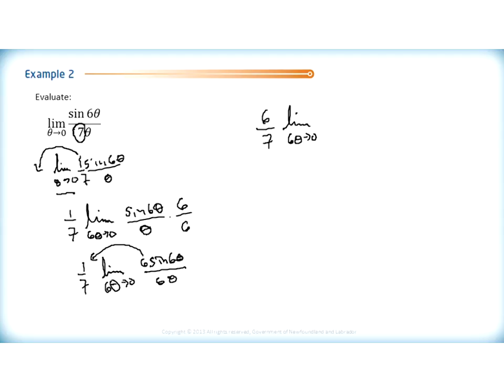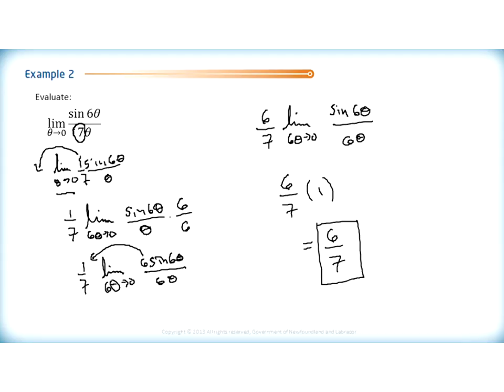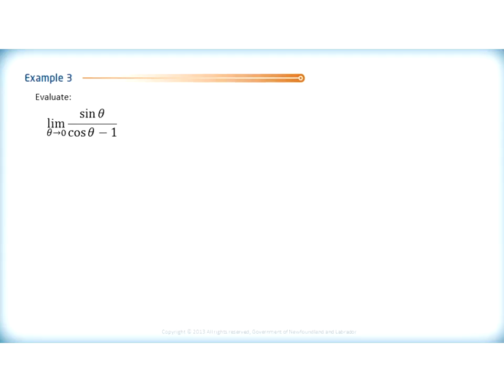And my numerator here is going to be the sine of 6 theta divided by 6 theta. And we've got the limit as junk approaches 0 of the sine of junk over junk. So this is 6 over 7 times 1. And we get a limit of 6 over 7. Okay? So not much to that one either. Lots of fun. Let's try a different one now.